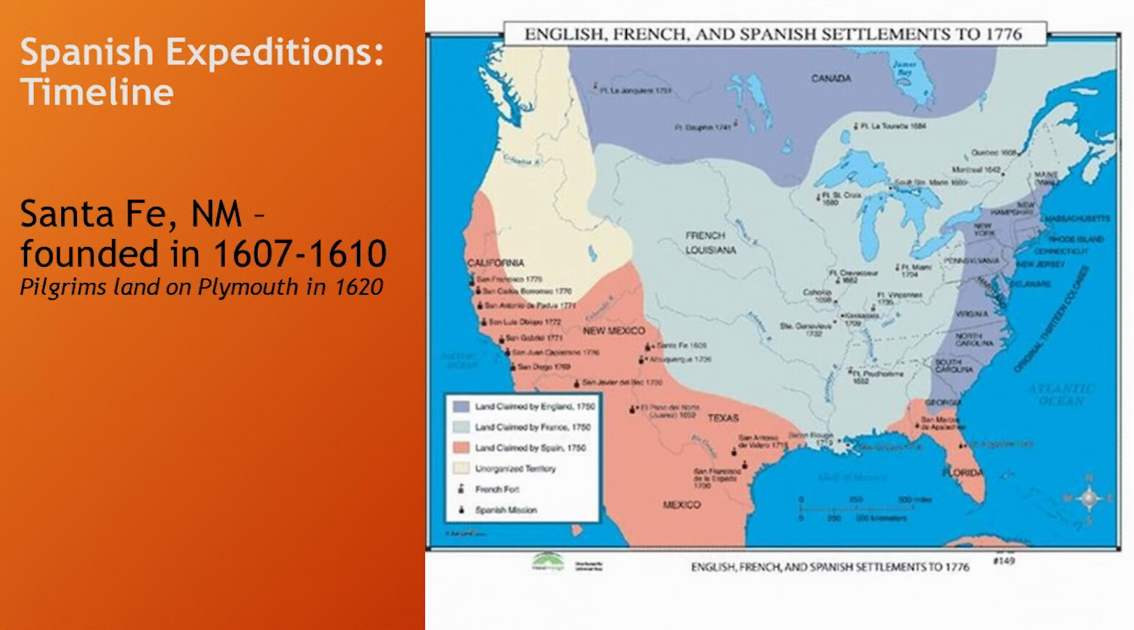So now we're going to get back to the Spanish. Don't forget about them. On this map here, you can see the English colonies. You can see the French. They control a lot of land. Santa Fe, New Mexico, founded in 1607. Pilgrims landed Plymouth in 1620. So approximately 10 years later. This just shows you, we think of the Pilgrims and Jamestown as being the beginning of our history, but the Spanish have already been moving around, especially in the Southwest.